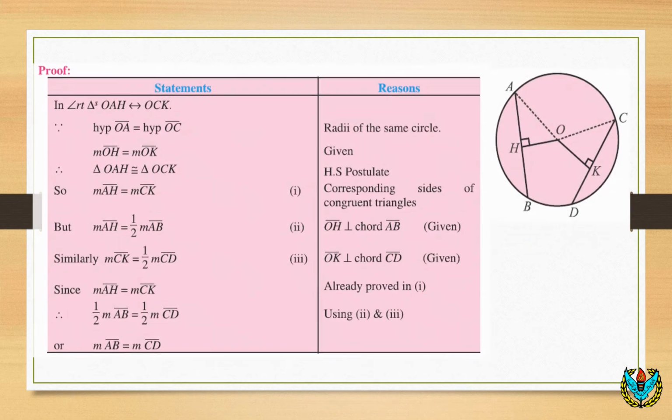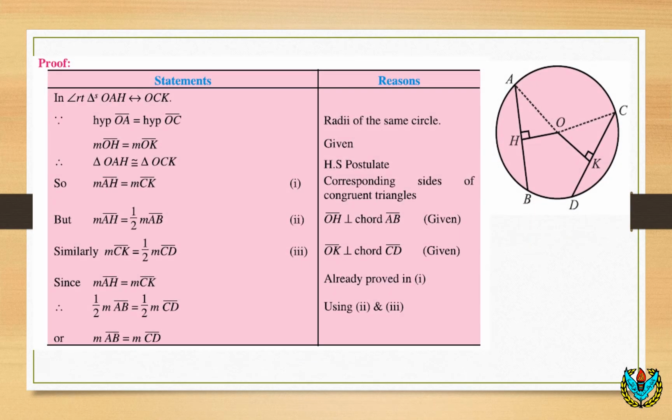In the proof of the theorem, we have two parts, statements and reasons. We will discuss both triangles. We have two right angle triangles here, OHA and OKC. As we have drawn in construction, we have joined O with A and O with C. We have right angle triangles in the correspondence of two right angle triangles OAH and OCK. We have hypotenuse OA in the right angle triangle OHA.